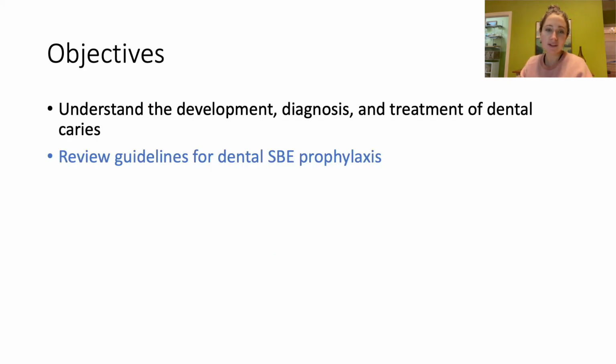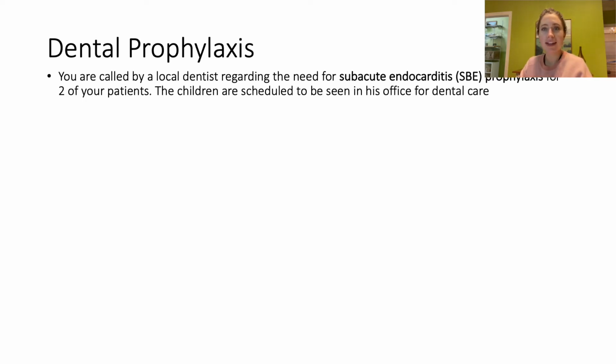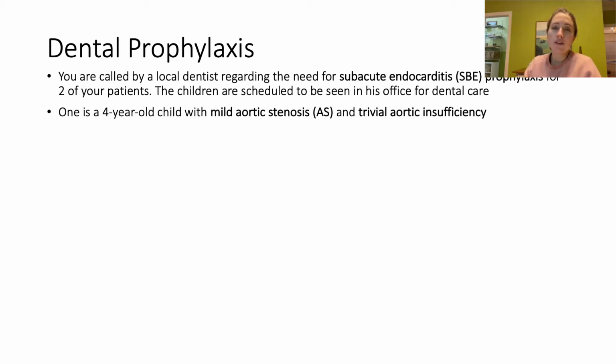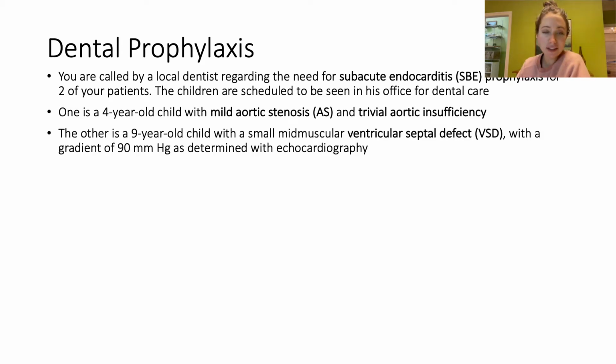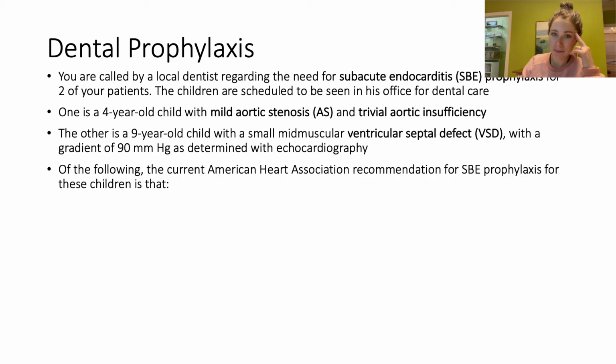So our second objective: review guidelines for dental SBE prophylaxis. Last year, everyone seemed very comfortable with this, so hopefully you guys are too. You're called by a dentist wanting to know if they need to do SBE prophylaxis for two patients. One patient is 4 and has mild aortic stenosis and trivial aortic insufficiency. The other is 9 and has a ventricular septal defect with a gradient of 90 millimeters of mercury determined with an echo.